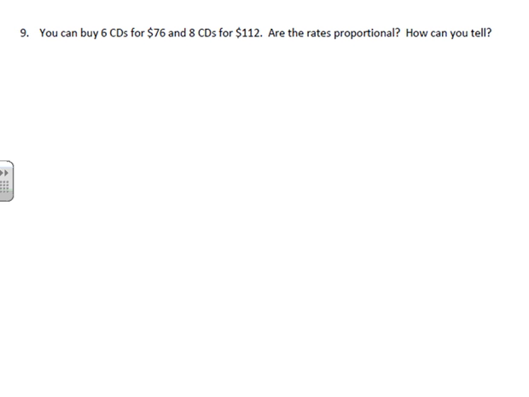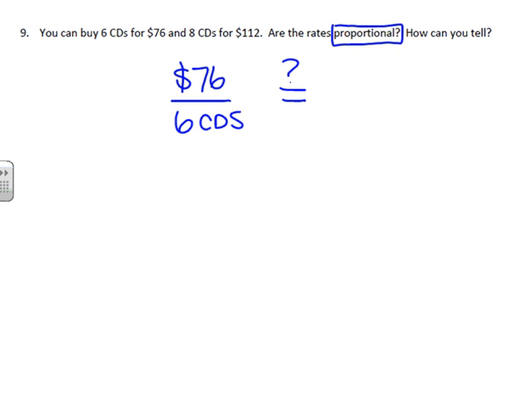And number 9, you can buy 6 CDs for $76 and 8 CDs for $112. Are the rates proportional, and how can you tell? When it's asking if the rates are proportional, all it's asking is, are the two ratios equal? So we'll set this up, $76 for 6 CDs, and we want to know, is that equivalent to buying 8 CDs for $112? Okay, those are the two rates, and we want to see if they are equal.